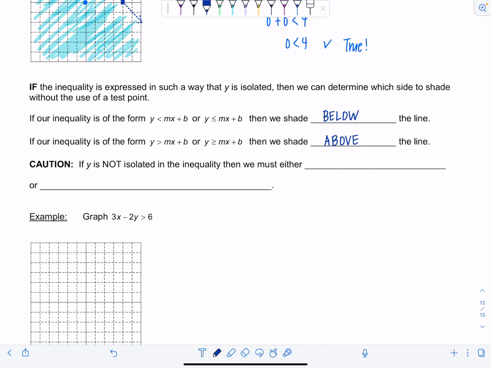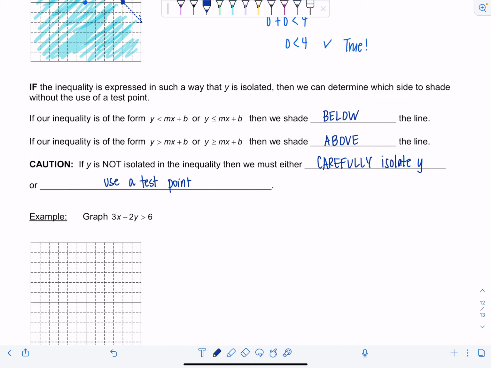And if y is not isolated in the inequality, then you have two options, okay? If y is not all by itself, here's what you have to do. Either carefully, please carefully, isolate y, or don't and just use a test point. Why do I say carefully? Why am I so nervous for you?